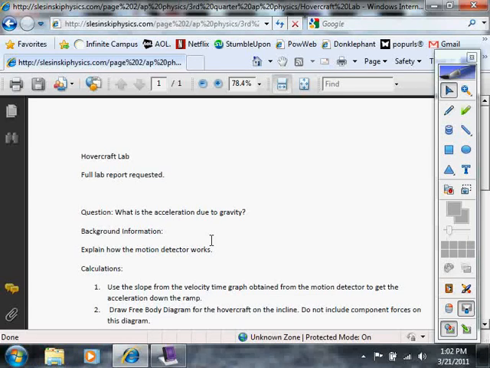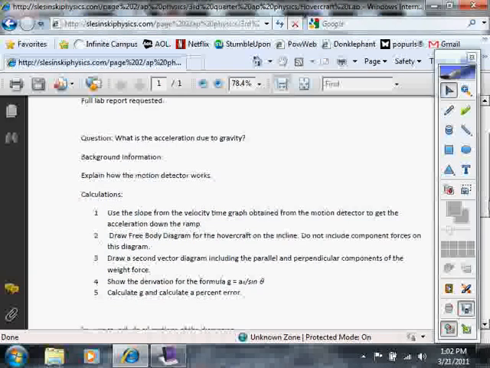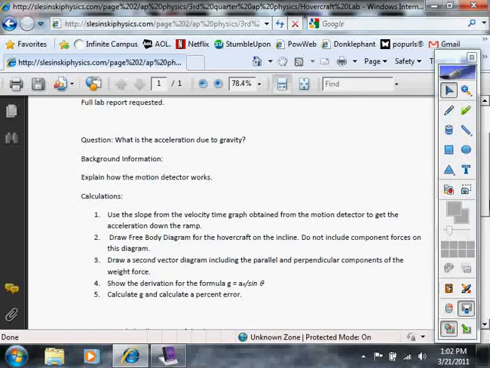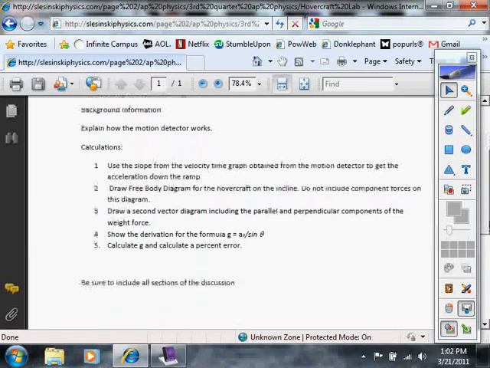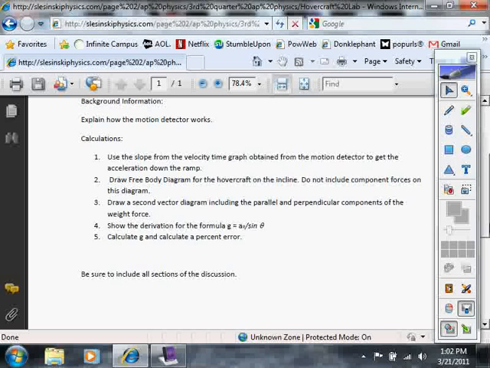The main question of the lab is, what is the acceleration due to gravity? In the background information, I want you to explain how the motion detector works. In your calculation, folks, basically these 5 things. Use the slope from the velocity time graph obtained from the motion detector to get the acceleration down the ramp.